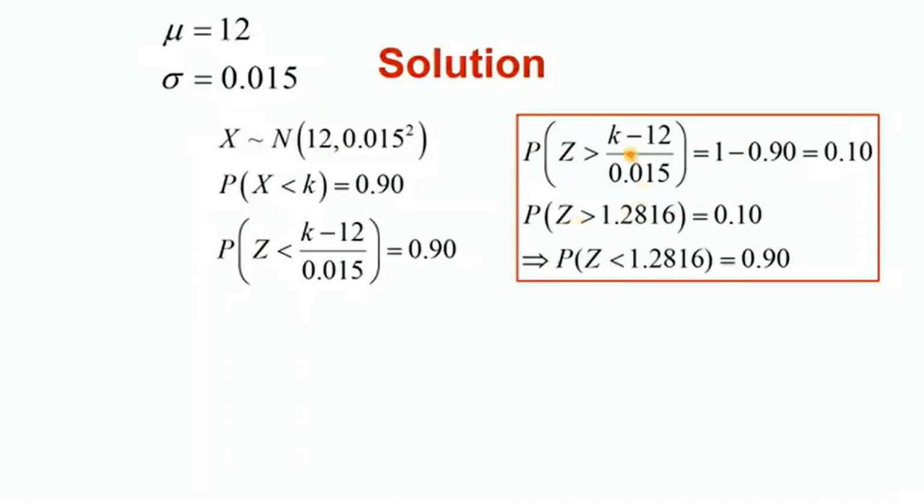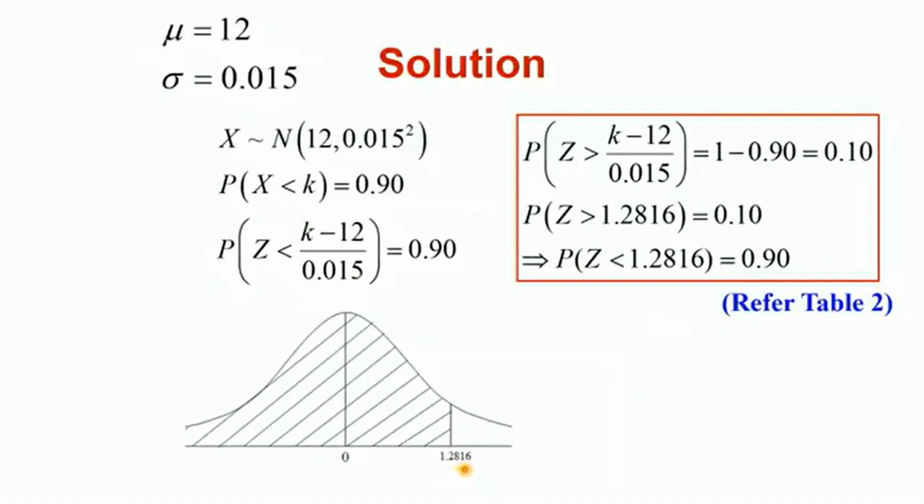Also from table 2, you can find the value for 0.1 based on the value of area. Area is 0.1. The value of Z is 1.2816. It means the probability of Z more than this value is 0.1, 10%. 90% is less than this value, and 10% is more than this value. So the probability of Z more than 1.2816 is 0.1, and Z less than 1.2816 is 0.9.